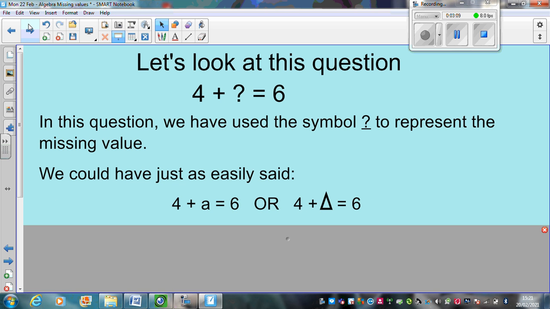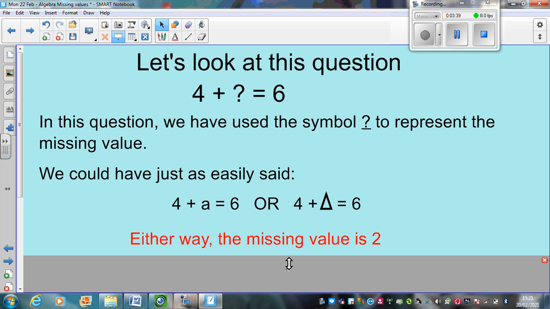Let's look at this question. In this question, so this is 4 plus something equals 6. In this question, we've used the symbol question mark to represent the missing value. 4 plus something equals 6. But in algebra, we could have just as easily said 4 plus a equals 6, or 4 plus a triangle equals 6. I'm sure you've already worked out in your head that either way, the missing value is 2. 4 plus 2 equals 6. Simple, right?